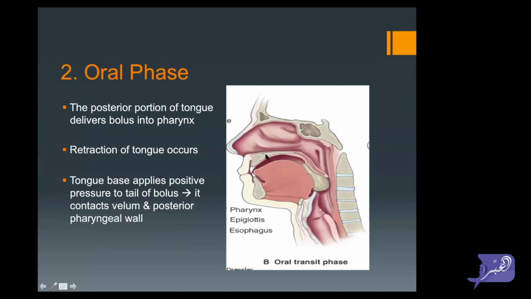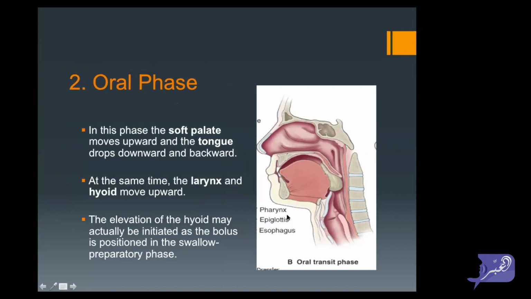And then as a result, it will close the soft palate. In this phase, the soft palate moves up eventually as it is triggering the pharyngeal phase, and the tongue will drop down and back. And so at the same time, you'll also notice the movement of the hyoid bone by the mylohyoid and the geniohyoid muscles. It'll pull the hyoid bone, just because what we need to happen here is the epiglottis needs to invert and close over the larynx itself. It needs to close off the airway. So the elevation of the hyoid may actually be initiated as the bolus is positioned in the swallow prep phase. Okay.